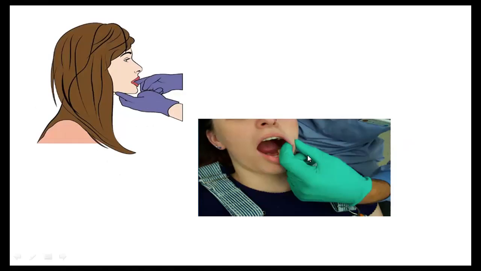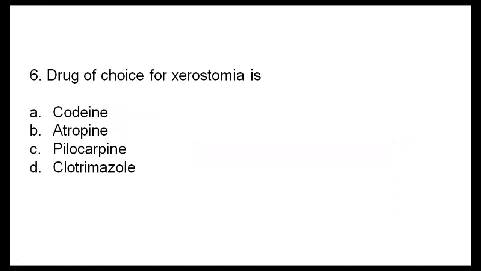Next question. Drug of choice for xerostomia is... Good. Pilocarpine. Correct. Codeine causes dryness of the mouth. Atropine is parasympatholytic, so definitely it causes dryness. Pilocarpine is a parasympathomimetic drug which induces salivary secretion. So pilocarpine is the answer.